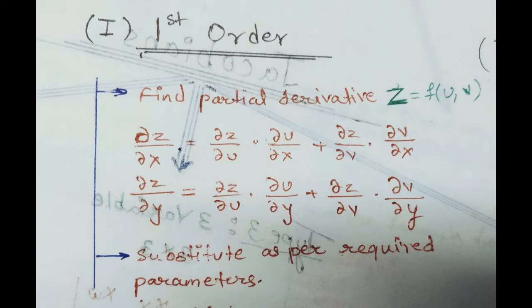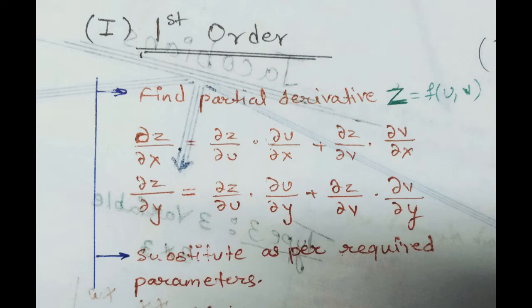Now moving on to the first subtype of the composite function, which uses the first order derivative. For finding the first order derivative, z is equal to f of u and v, where u and v are my variables and z is the dependent variable on u and v, which are independent variables.